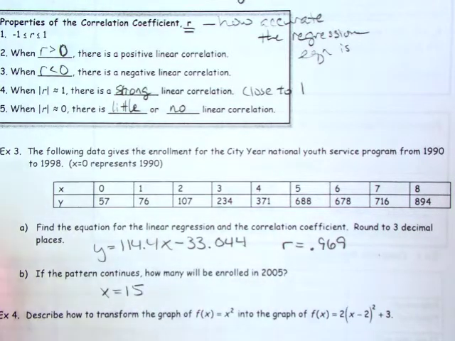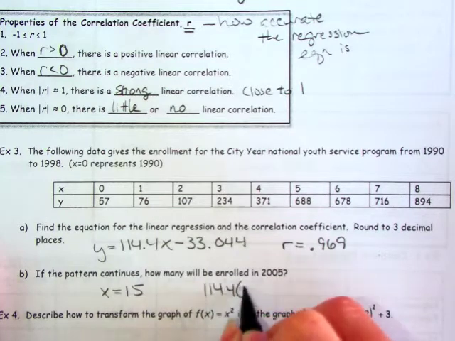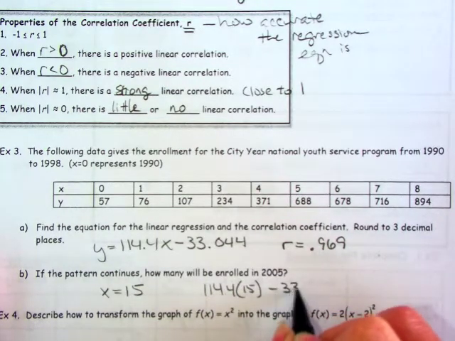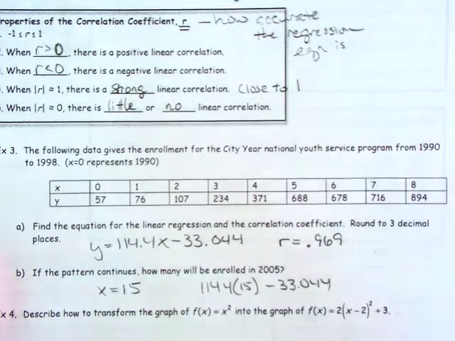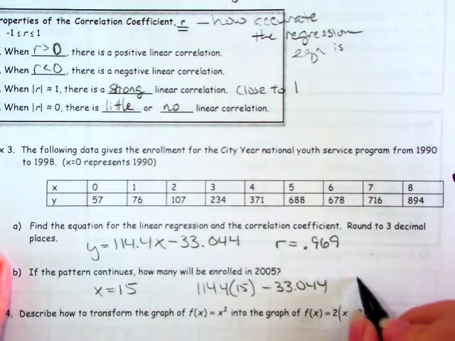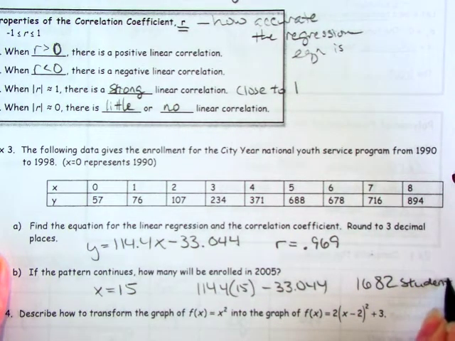To find the value of how many students would be enrolled, I need to find 114.4 times 15 minus 33.044. Okay, and we go with whole number of people. So if we calculate that out, we get 1,682 students. Or youth. No, they're not necessarily students.